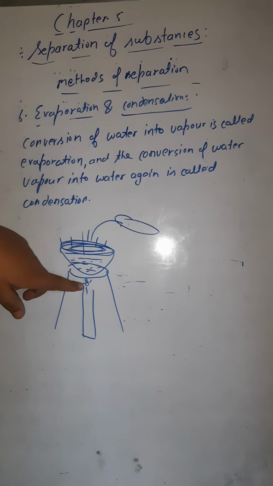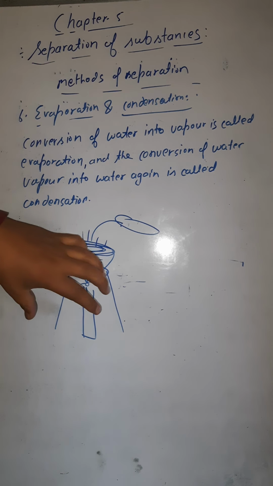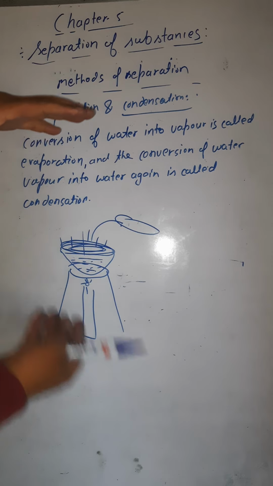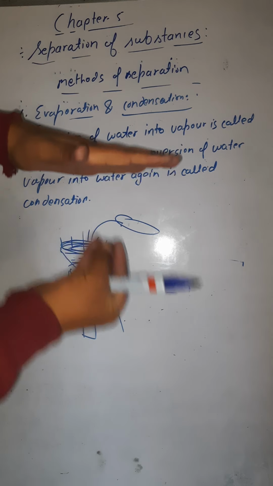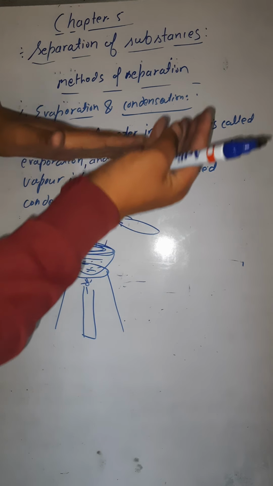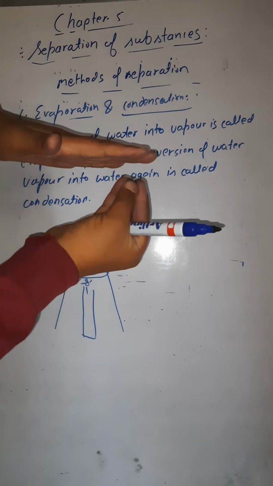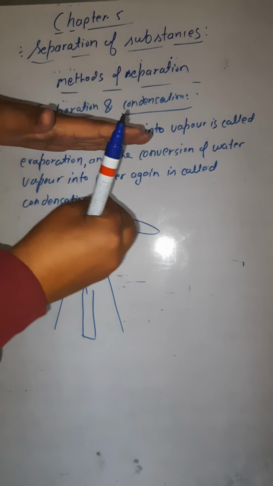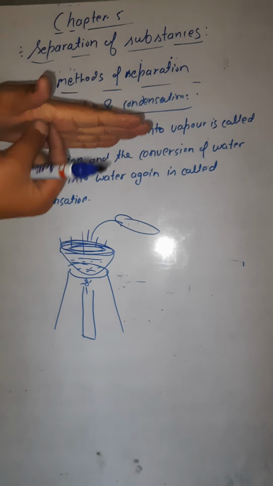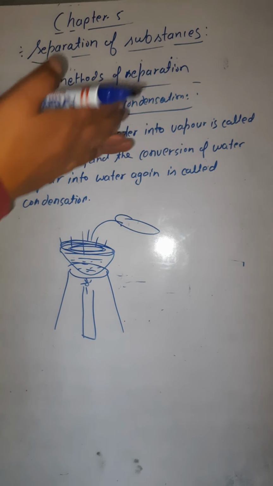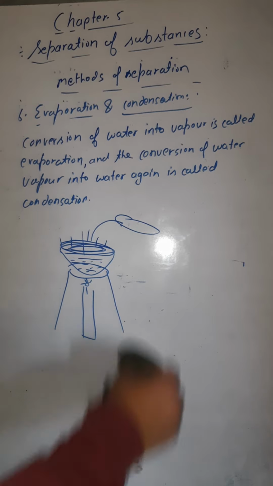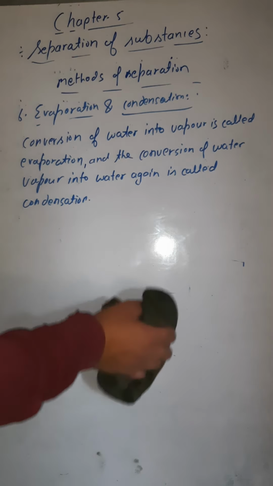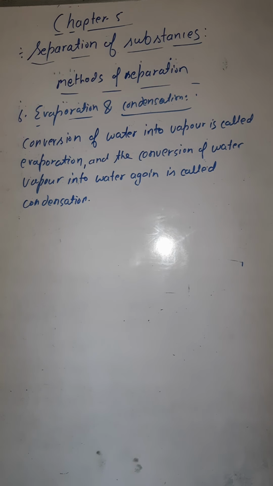Because the water gets converted into water vapor, and you put the plate over it, this water vapor cannot go out. This water vapor changes again into liquid, and you can see some water droplets on the plate. So this is due to the process of condensation. Are you getting this? Condensation means the conversion of water vapor into water again. You might be getting this now.